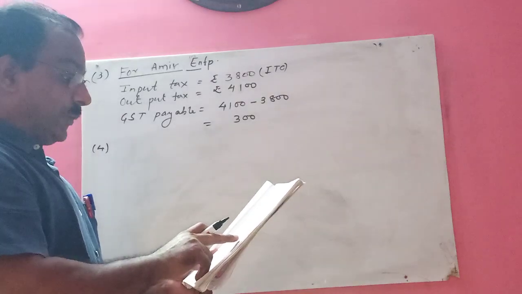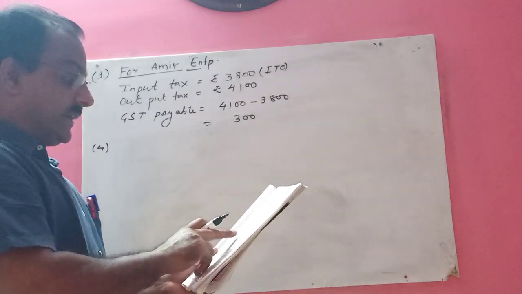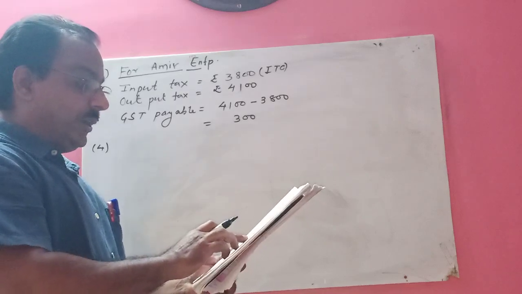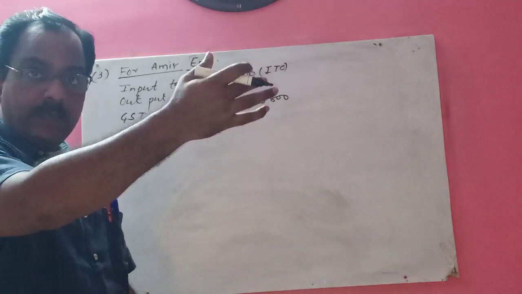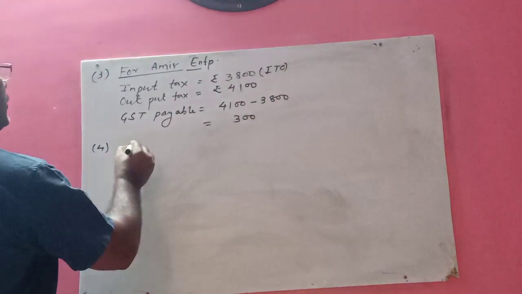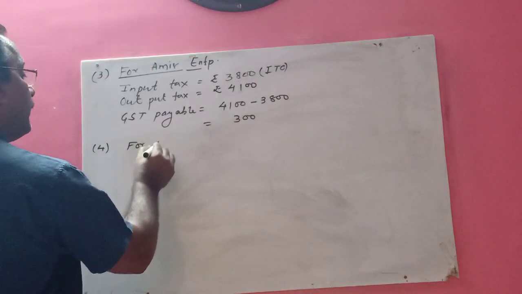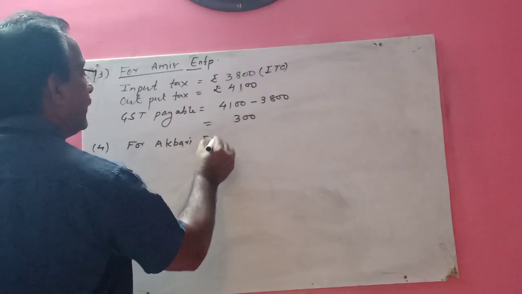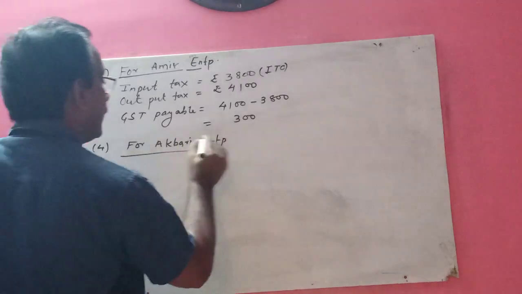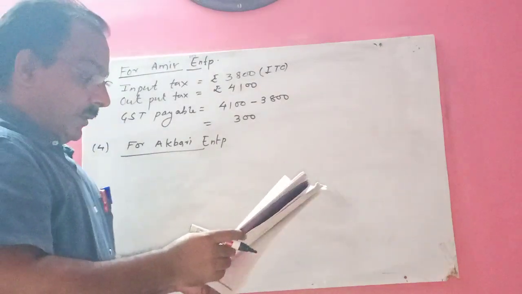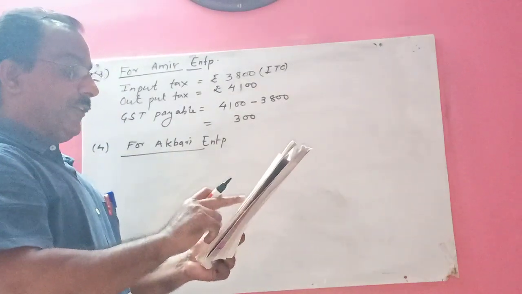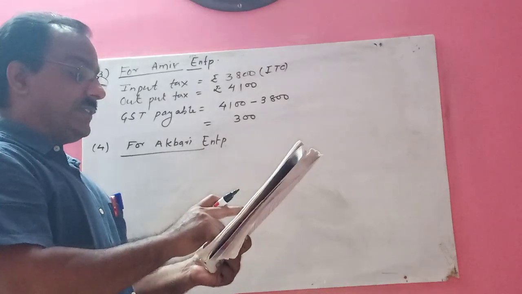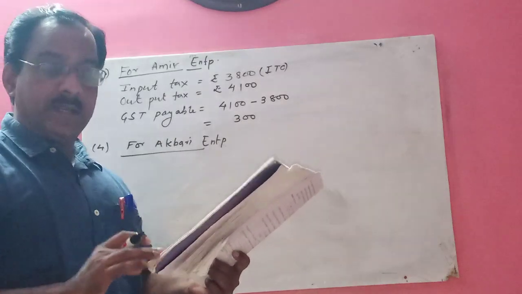Now you calculate for the second one. Now see, the second is Akbari Brothers, who collected GST. Mayank Food Corner purchased this from Akbari. So now Akbari paid GST. So here you should write for Akbari Enterprise. The Mayank Food Corner purchased this bottle from Akbari Brothers and GST is rupees 4,500.